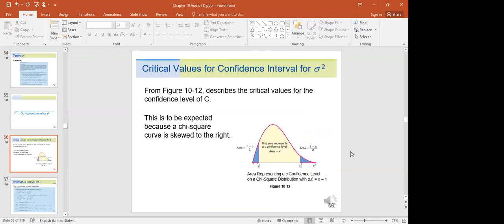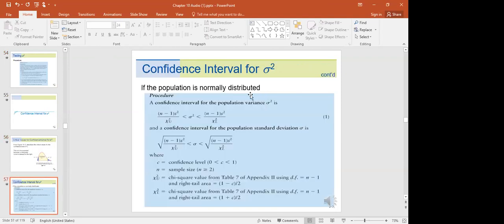For the confidence interval, this is the formula. N is the sample size, s squared is the sample variance. Now, what is chi-square upper and chi-square lower? So chi-square upper is the right tail for the area at (1 minus C) over 2, where C is the confidence level.